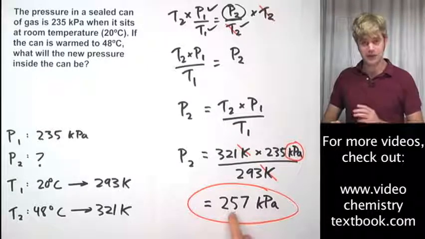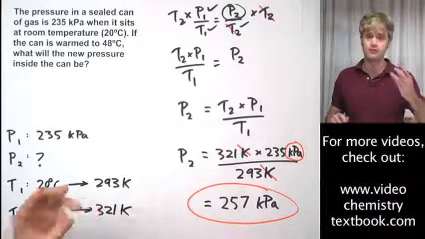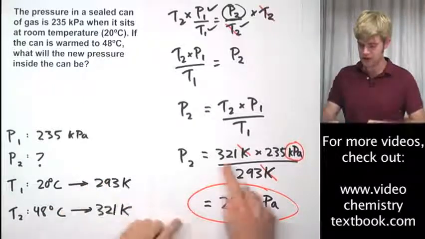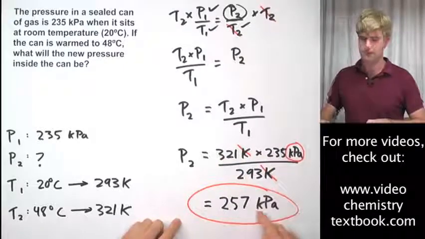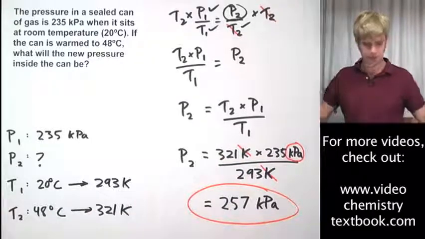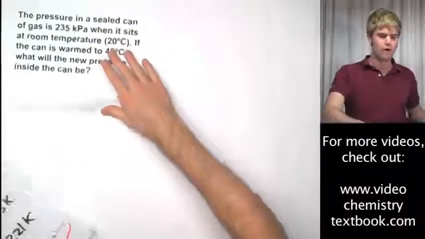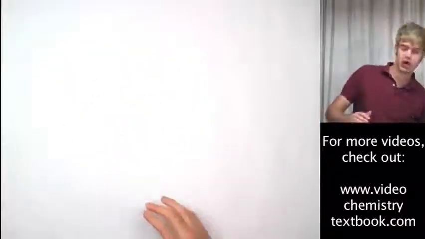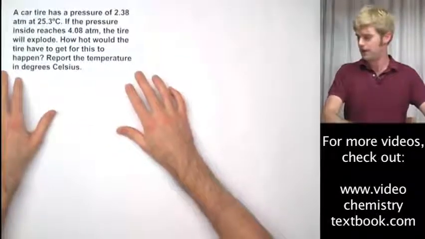And again, I rounded this answer. My calculator spit out a very long number for this, but I rounded it to 3 significant figures because there are 3 significant figures in each one of the numbers that I started with. Okay? So that's how we do that. Let's look at some more. I'm going to look at 3 problems total, and each one's going to be a little bit trickier than the one before it.